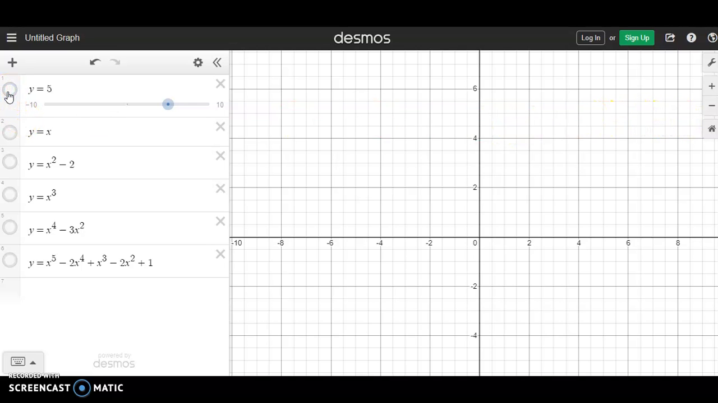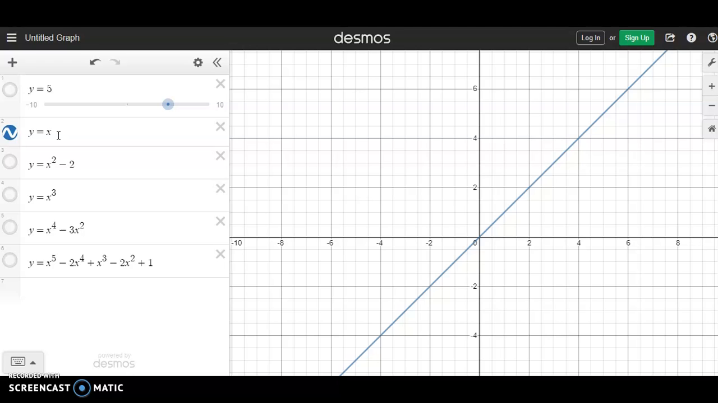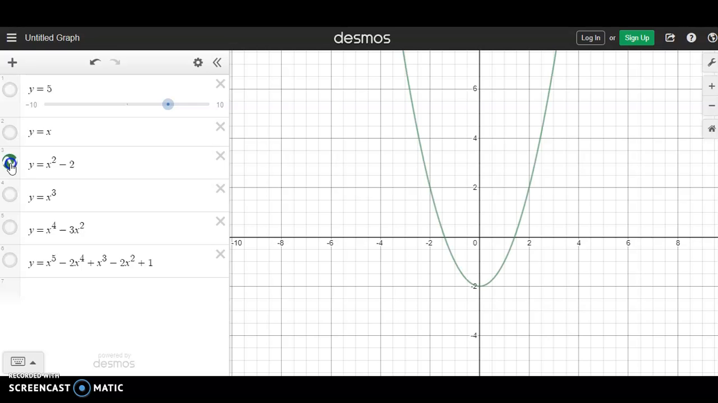Now, how about for a linear function, y is equal to x? We know that since this is a linear function, its graph is a straight line having a slope of m equals 1. Now, how about the third one? This one is an example of a quadratic function. So we know that it is a parabola that has a vertex at (0, -2), and it opens upward.